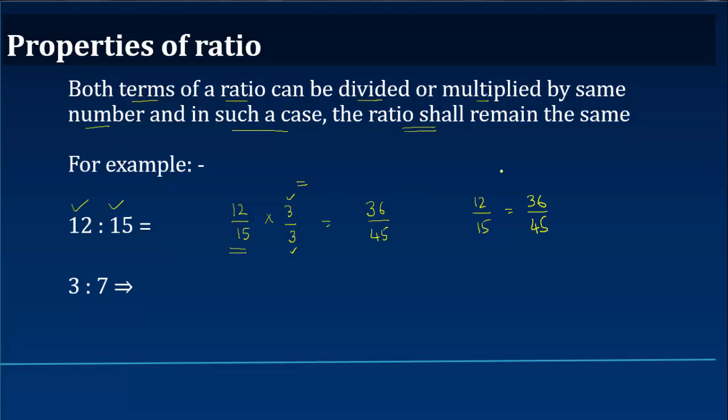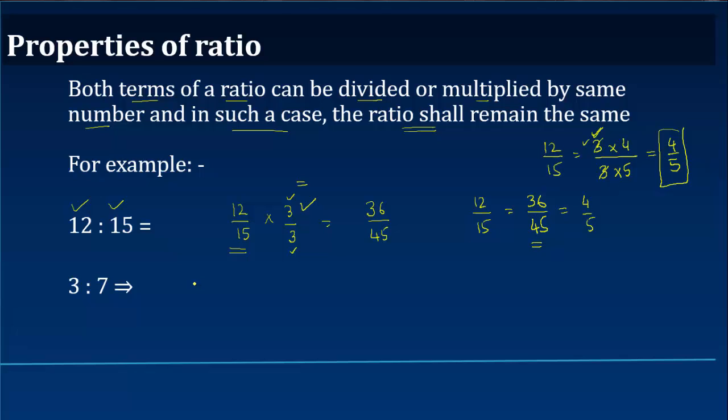Also, this ratio could have been written as 12:15, where 12 can be written as 3 into 4 and 15 can be written as 3 into 5. If we just cancel these out, what are we getting? We're getting 4/5. So you can multiply by the same number, and you can also divide by the same number. The answer remains the same.